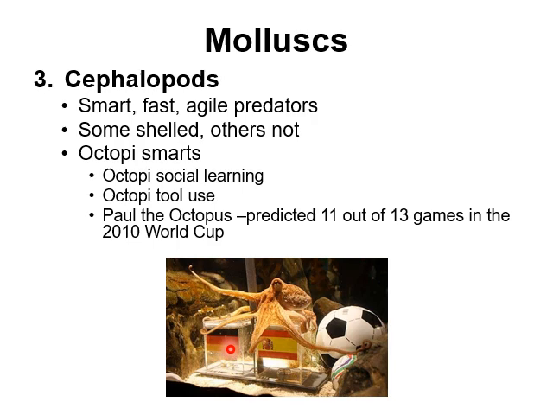And the flags were of two countries that were playing on one given day during the World Cup. So for instance, here Germany was playing Spain, and that was the final. And Paul predicted 11 out of the 13 games successfully. So he's got a pretty good track record with predicting World Cup matches.